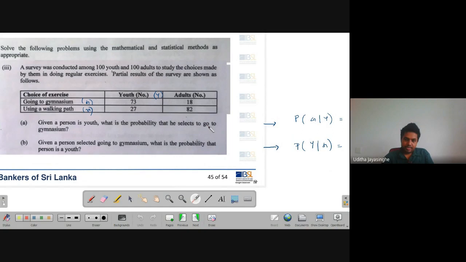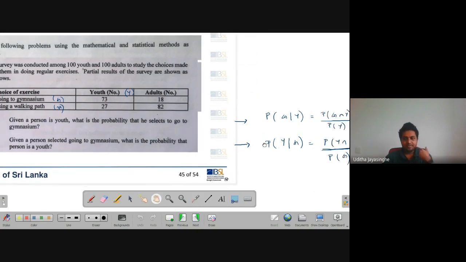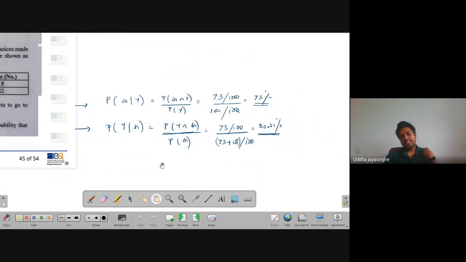That's the first part. But the second part is a bit tricky. Look at the one. Given a person selected is going to the gymnasium. See, now not on a territory like this or this, but on a territory like this. Going to gymnasium. Given a person selected going to gymnasium, what is the probability that that person is youth? So look at this explanation in that case. Probability given going to gym, what's the probability of that person is youth? Given going to gym, what's the probability of that is going to be youth? So again, this part is same as the previous part, but probability of going to gym.